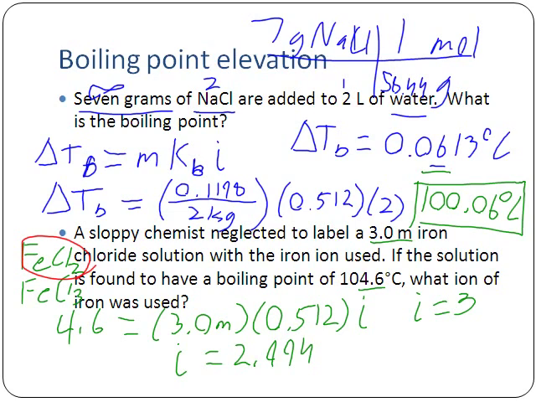And so if it's FeCl2, then this has to be iron 2. So iron 2 chloride, and the ion of iron here would be just Fe2+. And so that's how you'd work that out. That's a little more of a non-standard one, but what you can see is that you can use these techniques to find things that otherwise you might not be able to get to easily. And so that's basically how you'd work out some basic boiling point elevation problems.